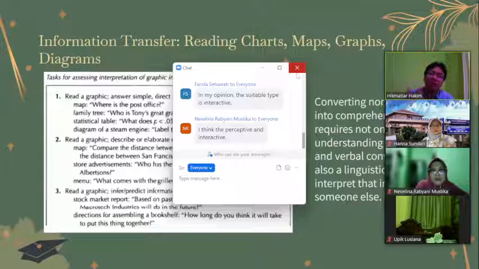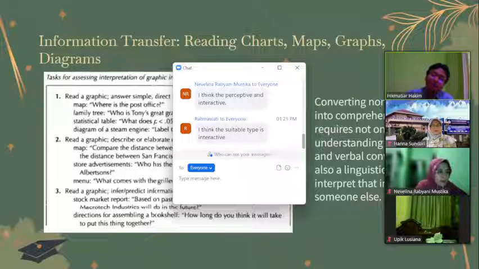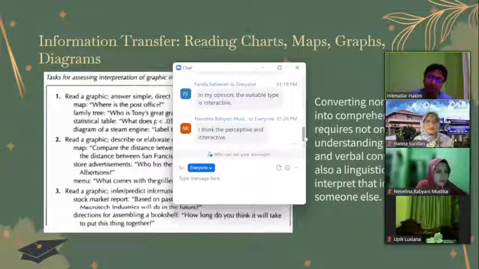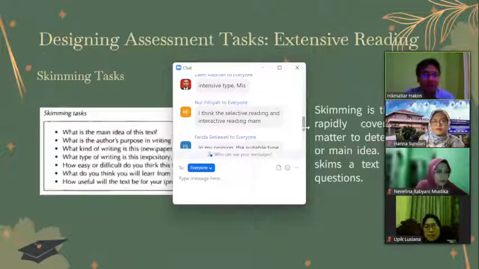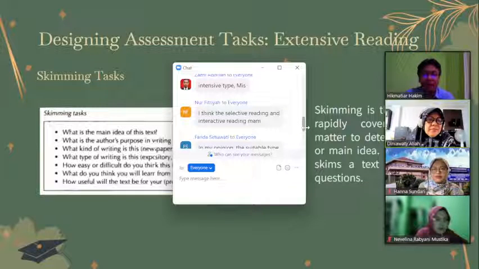Okay, for the information transfer, you have to read charts, maps, graphics, diagrams, and then you have to answer some questions. So in here, you have to understand not only a text, but also pictures, charts, maps, graphics, and then you have to understand it and provide the answer.